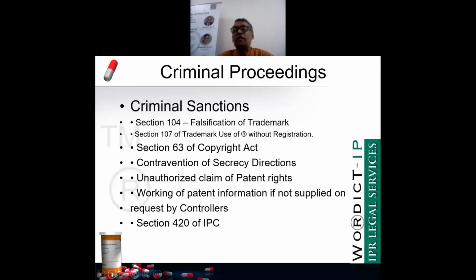Then working of patent information, if not supplied at the request of the controller. Yes, this is a very important thing. Working of patent information has to be supplied to the controller whenever he asks for it, and most of the time it is cheating, 420, for the above three contraventions. Next slide.